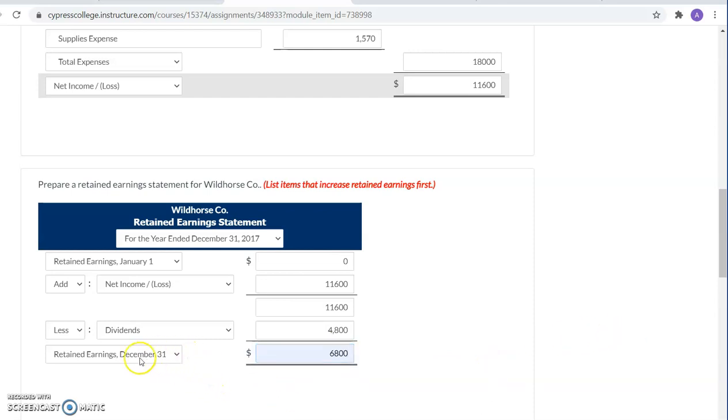So this is the ending retained earnings on December 31st, 2017. When I start the next year, January 1st, 2018, my beginning retained earnings will be $6,800. So 1 year's ending is the next year's beginning.